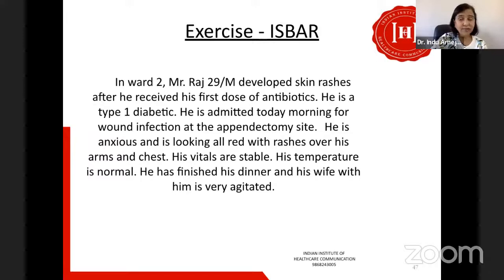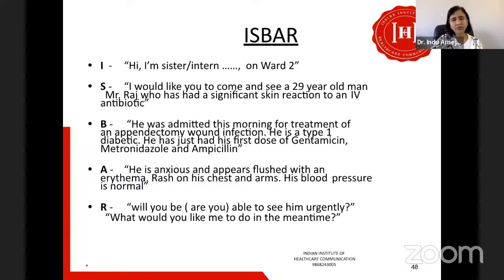He has finished his dinner and his wife with him is very agitated. So this is an additional point that you want to bring to the knowledge of the doctor, that the family is agitated. So that means we need to handle it as early as possible because the family is aggressive or anxious about the condition. So similarly here, I'm doctor or nurse so-and-so on ward number so-and-so. I would like you to come and see this patient who had a significant skin reaction to an IV antibiotic. So you have very clearly mentioned that the skin rashes are because of the antibiotic that was given to the patient. So now you're giving as a background that he was admitted in the morning for the treatment of appendectomy wound infection.